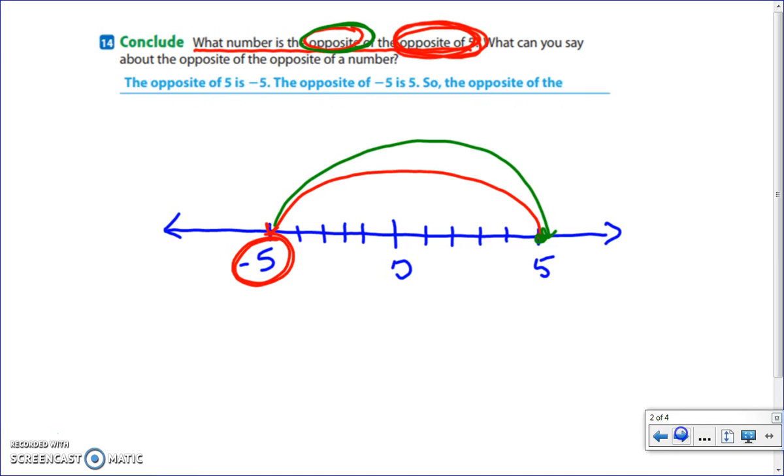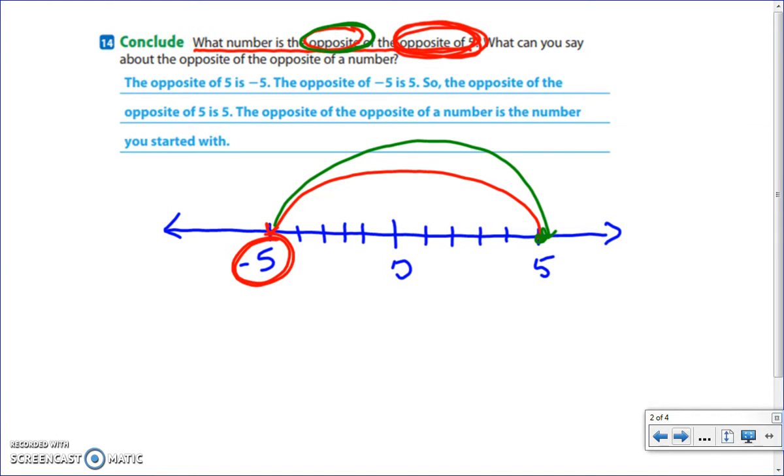So here's what we can say. The opposite of 5 is negative 5. The opposite of negative 5 is 5. So the opposite of the opposite of 5 is 5. The opposite of the opposite of a number is the number you started with.